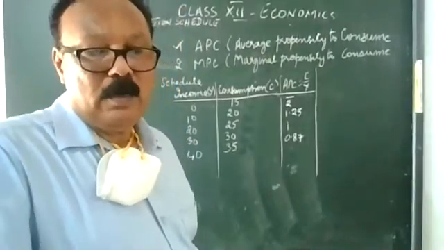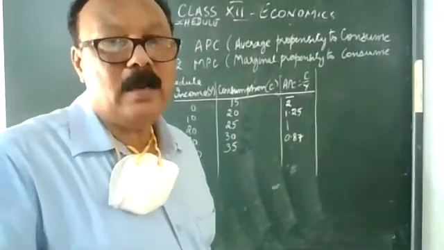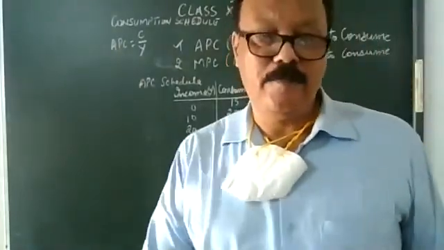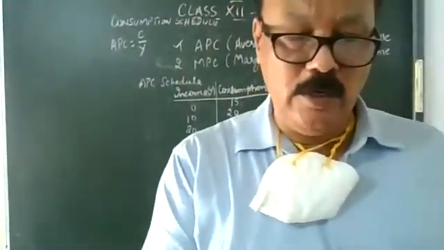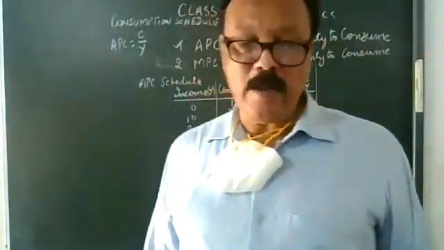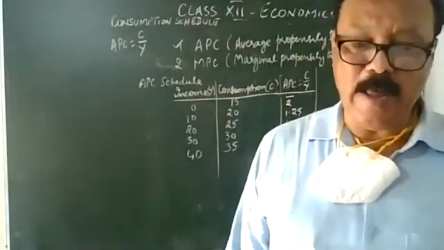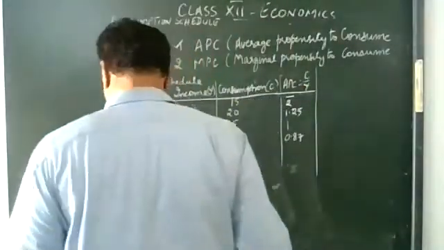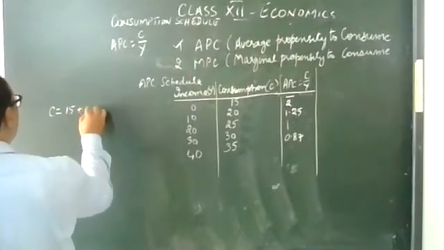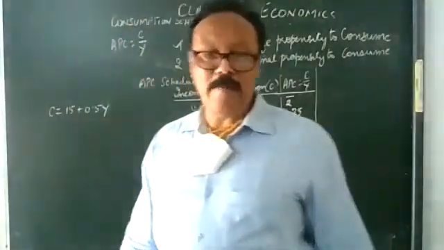Today we will learn about the consumption schedule and consumption curve. Now, I am drawing a consumption schedule on the board. Suppose I have an example like this: C is equal to 15 plus 0.5Y. This is the consumption function I am giving, and on the basis of this, I have to draw my schedule.